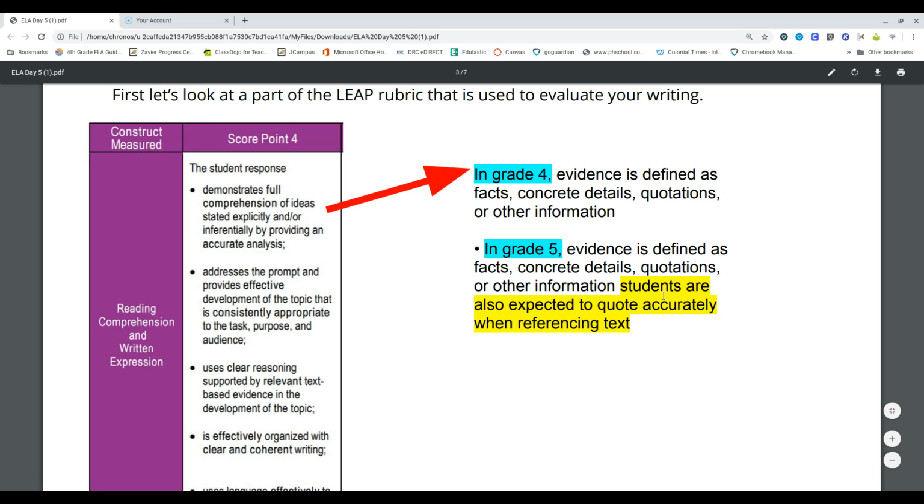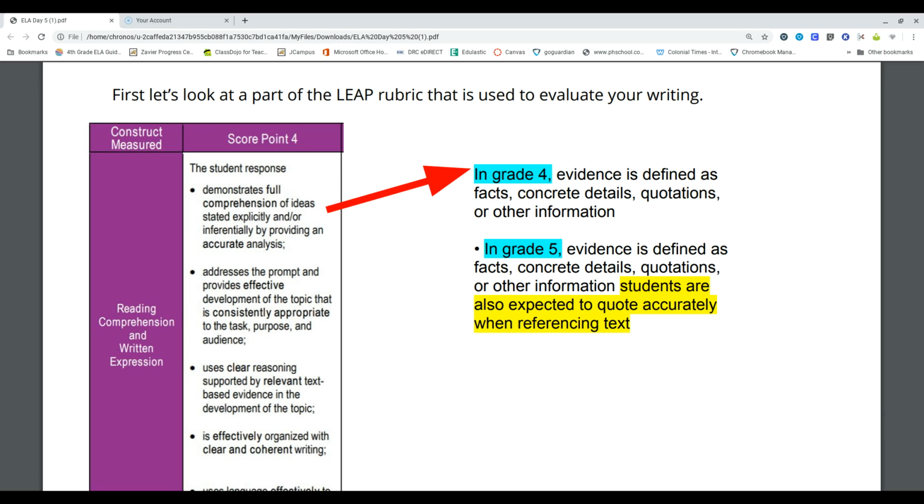We've already been working on that in 4th grade. We talked about using our quotation marks, copying completely and accurately from the text, and then ending the quote with the end of our quotation marks. So again, you're demonstrating, meaning you're showing through your writing that you have understood what you have read, and you're able to show that by giving evidence in the form of facts, concrete details, or quotations.